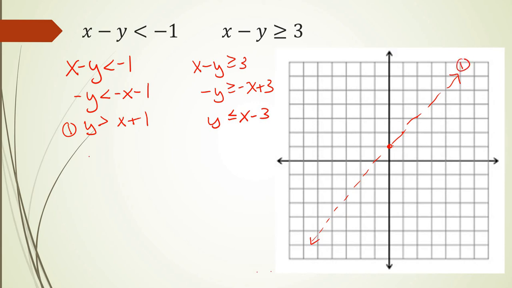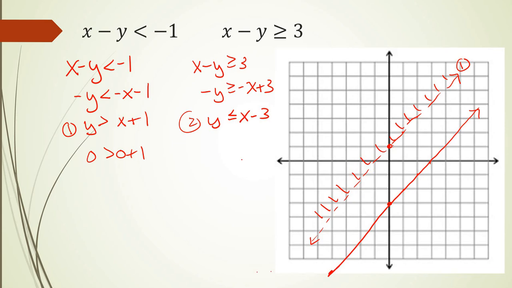And testing 0, 0, 0 is greater than 1 is false, so I'm going to shade this above, and again just a little shading until I get my other line in place. My second equation starts at -3 and has a slope of +1. This is a solid line. These are parallel lines because their slopes are the same. They both have a slope of 1.